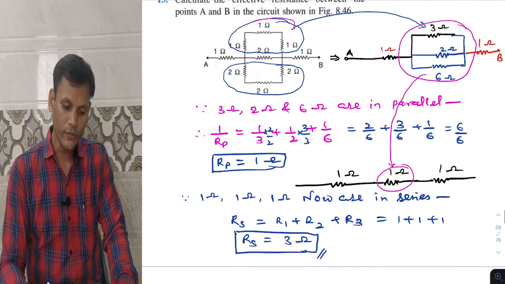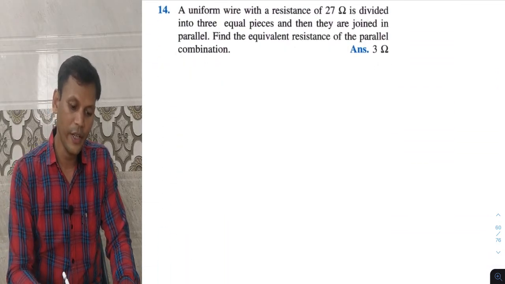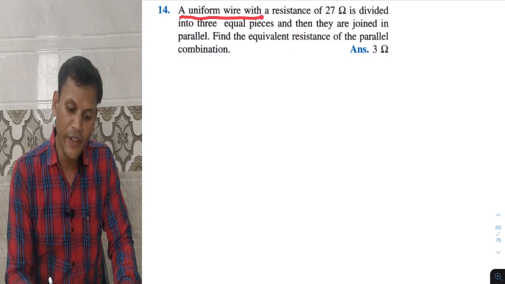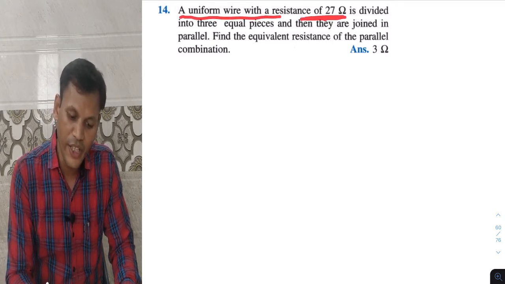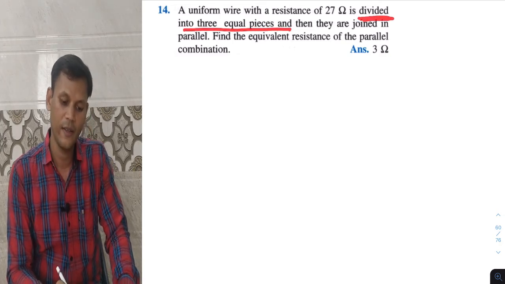Fine. Now next is question number 14. A uniform wire with resistance of 27 ohm is divided into 3 equal pieces.